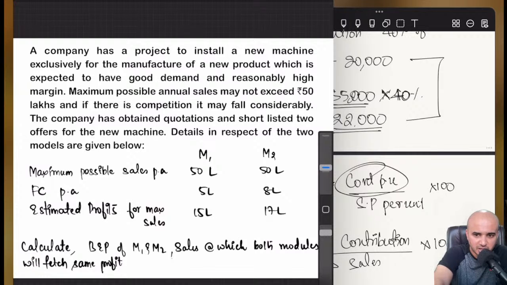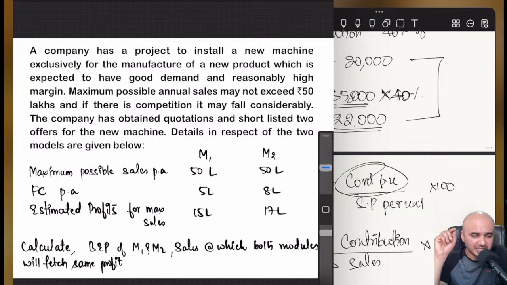So there is considerable difference between machine 1 and machine 2. That is fine. Now, what else is there? Estimated profits for maximum sales. Okay. See, the point here is they have directly given profits. There is no question of variable cost. There is no question of contribution. So what we have is only fixed cost and profits. Maximum sales in case of M1 will fetch us a profit of 15 lakhs, whereas in case of M2 it will fetch a profit of 17 lakhs.